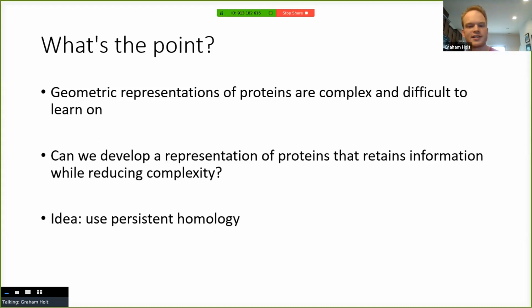Right. So the question is, can we get a good representation of proteins that also reduces the complexity here? And so the idea that's developed through these papers is using topology and specifically persistent homology to get representations of proteins that avoid some of this complexity. And the question is, are these good representations for learning?